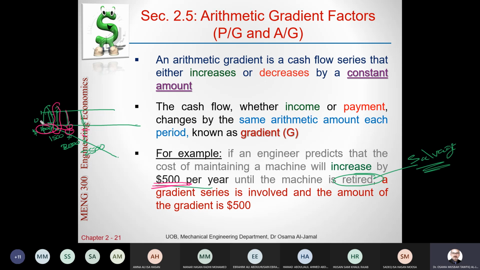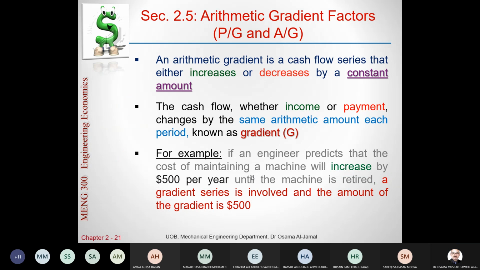So what we are going to have is that annuity as a rectangle, the area of it as a rectangle, like the previous annuity that we studied before. And here we have that triangle, which is the gradient. So it's like having two calculations. We'll come to that. So a gradient series is involved, and the amount of the gradient is $500. That $500 is the capital G.